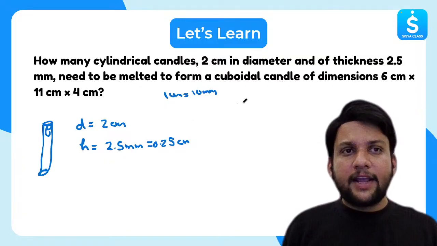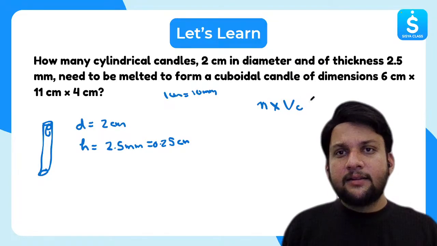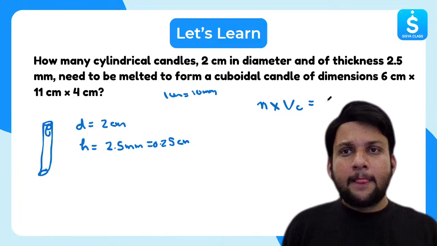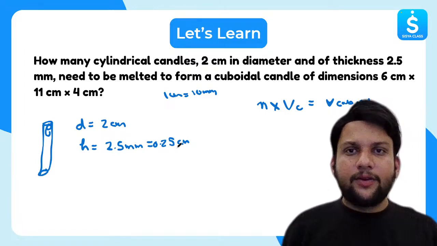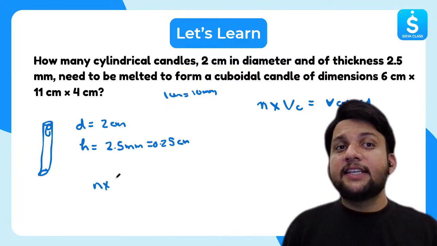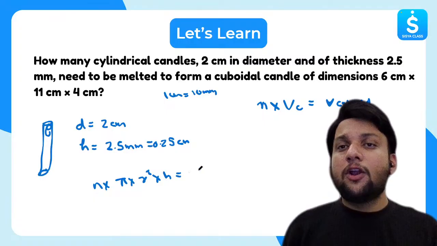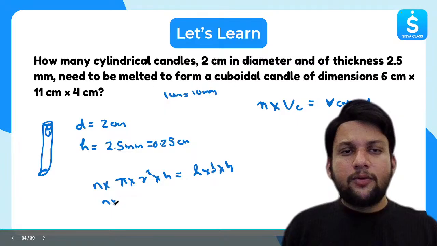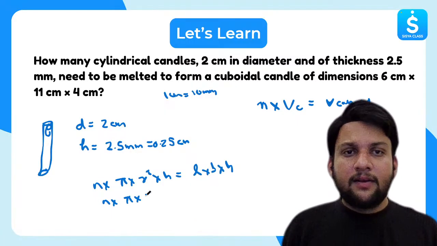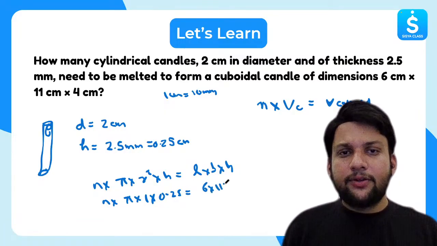So what we have to do again, I don't know the number of candles, so I will assume N. N into volume of candle is equals to volume of cuboid. N into volume of candle, since it is in the form of a cylinder, pi into R square into H, is equals to volume of cuboid, that is L into B into H. Now N into pi I know. R is 1, since D is 2, R is 1. 1 into 0.25 is equals to 6 into 11 into 4.